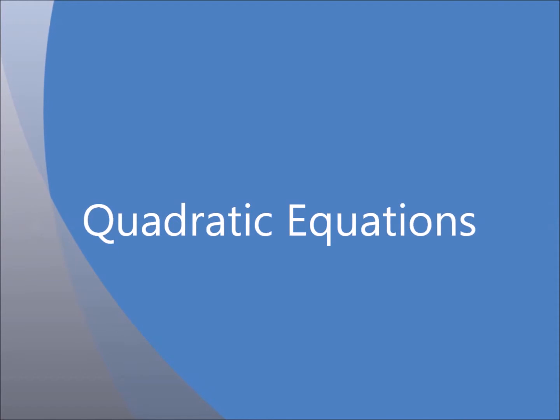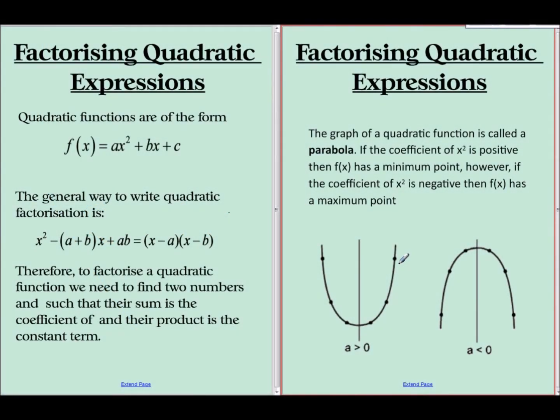So now we're looking at quadratic expressions. Something quadratic has a squared power. So we can write it as ax squared plus bx plus c, or we could say that it's actually written as x squared, take away the sum of two numbers, x, plus the product of two numbers as the constant, and we can use that to help us factorise.